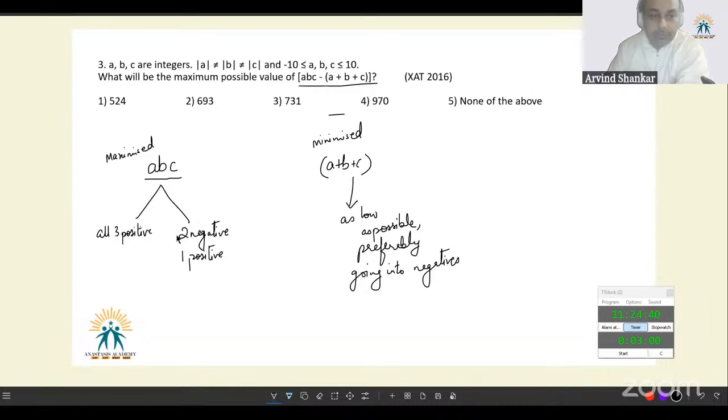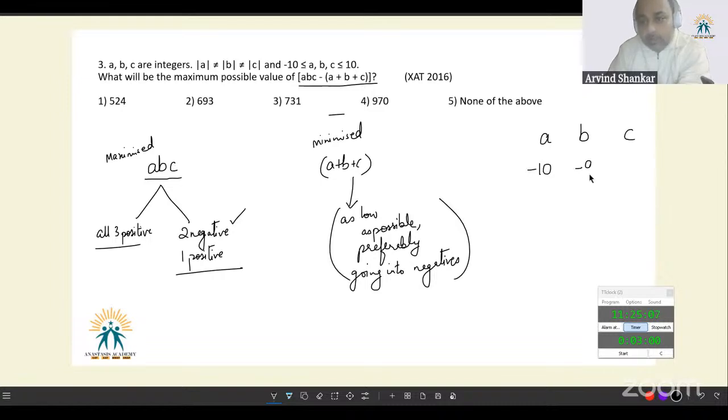So now, given this idea, you want A plus B plus C to be as low as possible, preferably going into negatives. Between these two choices, it is very easy to identify. This is the path we have to take. We have to take two negative numbers and one positive number. If we are taking two negative numbers and we want this sum to be as low as possible, the way we will distribute it is, this is minus 10, this is minus 9, and this is 8.